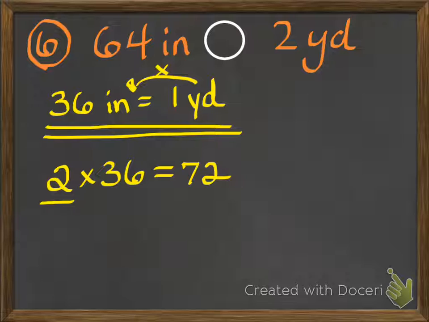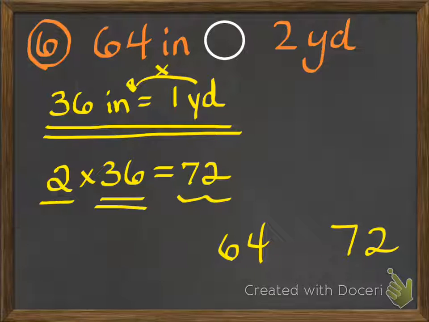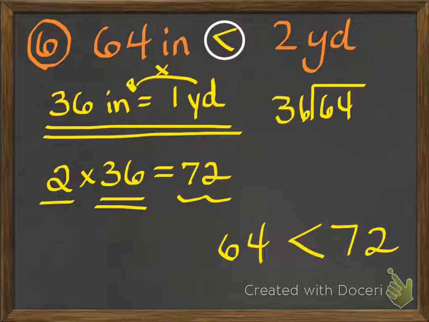So I have 2 yards. I multiplied it by 36 inches. 2 times 36 equals 72. So 2 yards equals 72 inches. So I have 64 inches compared to 72 inches, and 72 inches is greater than 64, so 2 yards has to be greater than 64 inches. I could have also done division. I could have taken 64 and divided it by 36, and that would have been another way to do that, and I would have seen that it is smaller than 2 yards.